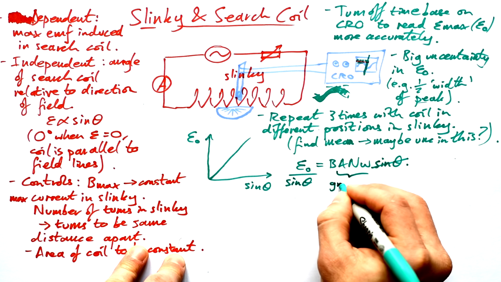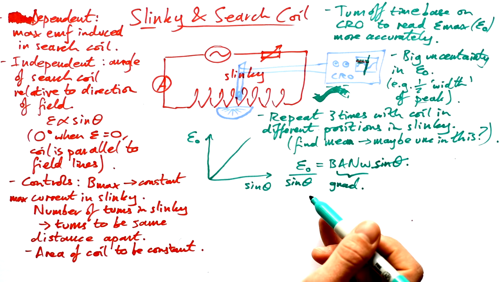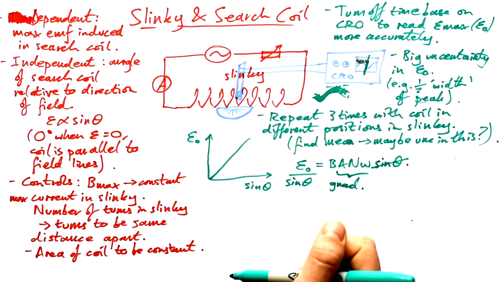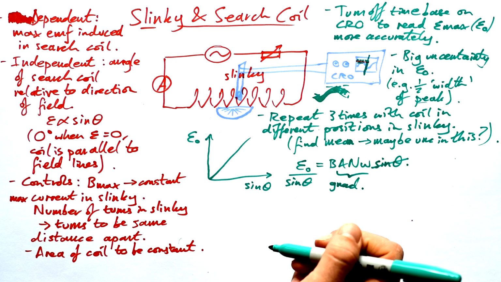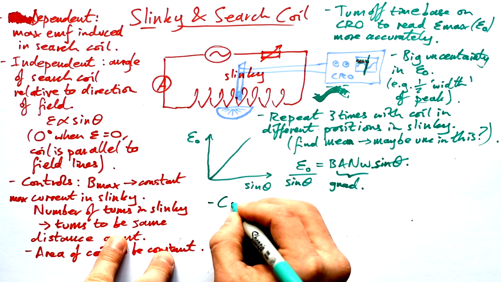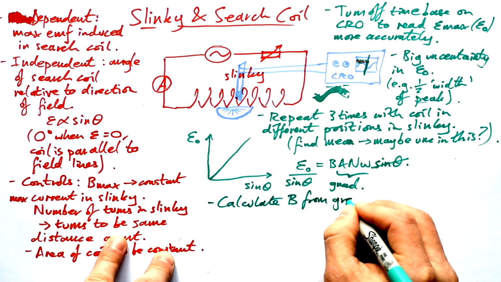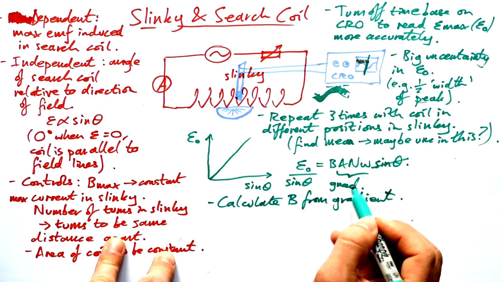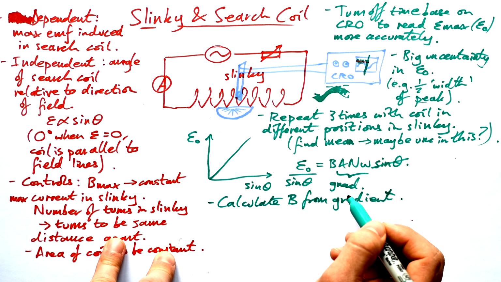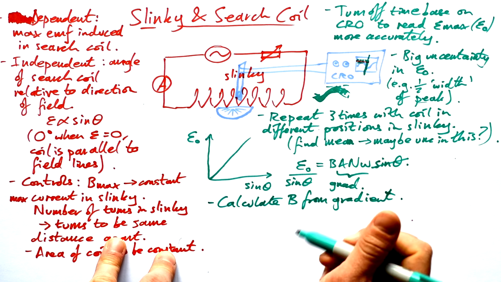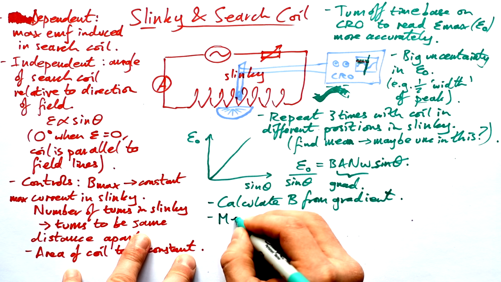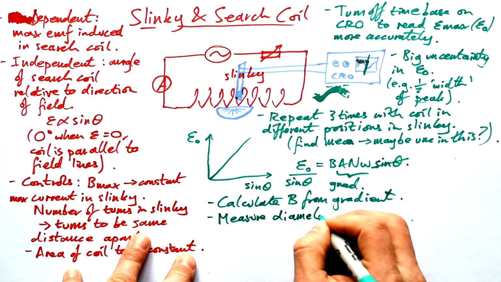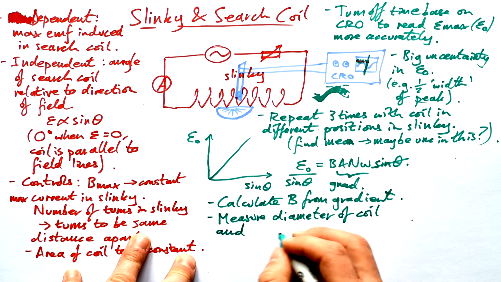This is our gradient. Just be aware that A and N are for the search coil, not for the slinky. We don't really care about how big the slinky is. We're just concerned with the flux density that it's creating. So we could then calculate B from our gradient. Naturally, you need your number of turns that should be written on the search coil. Omega, well, that's 2πf. The frequency is going to be the same frequency of the mains, which is 50 hertz because it's coming from our AC power supply. The area is a little bit tricky, but we can measure the diameter of the coil. That's the little search coil, not the slinky, and that allows us to calculate area.